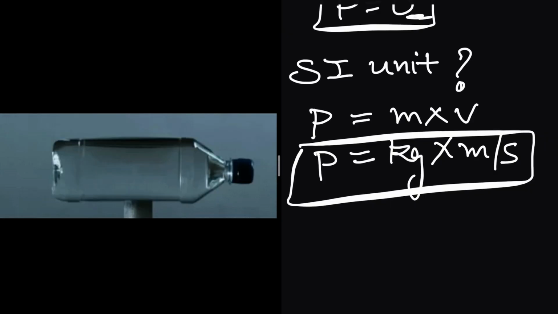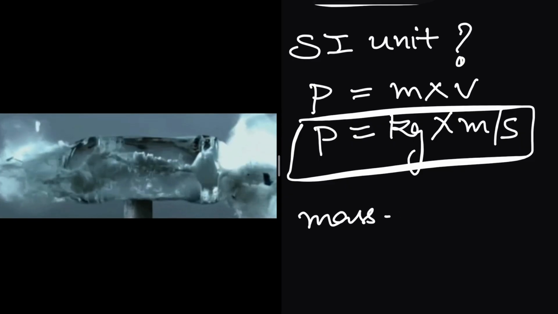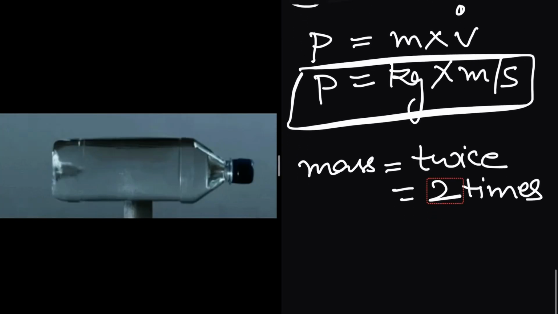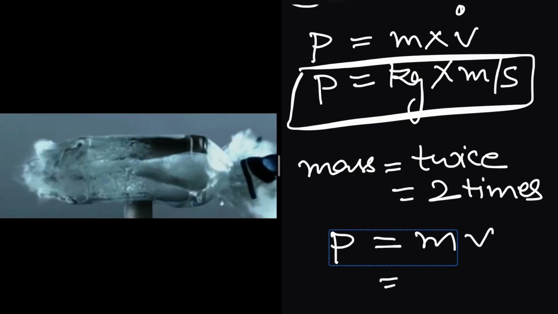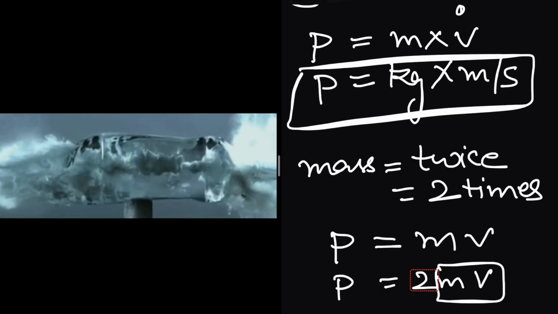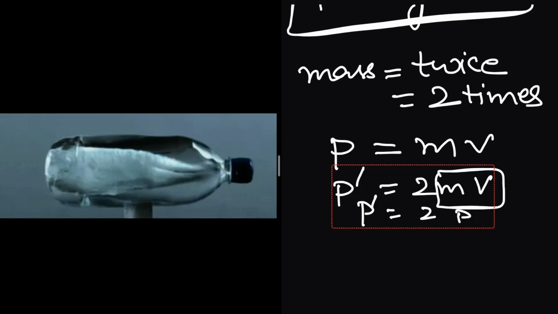One more question they ask: what will happen to the linear momentum if the mass of the body is made twice? What is the meaning of twice? Twice means two times. If the mass becomes two times, look at the formula of momentum: mass into velocity. If the mass becomes 2m, then momentum will also become 2 times. It will also be twice.